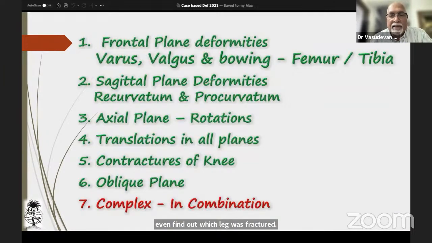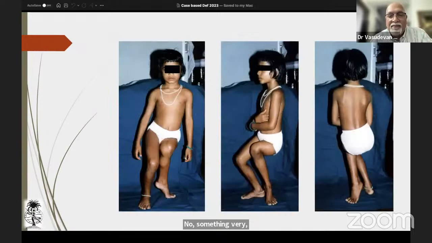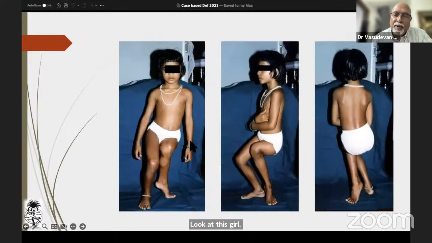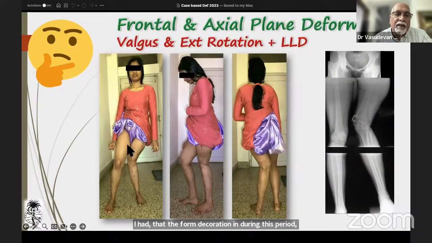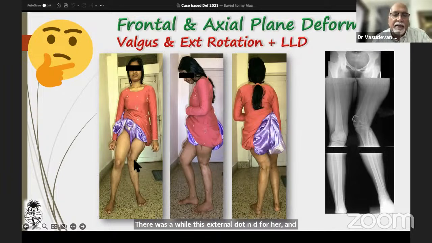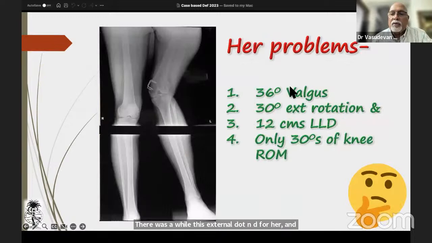Now something very complex, that doesn't fit anywhere. Look at this girl. I did her deformity correction during this period, but later I lost her follow-up. She came to me when she was a fourth year MBBS student. She had a limb length disparity of about 12 centimeters, a valgus external rotation deformity, and very limited knee range of movement, like 30 degrees. So 36 degrees valgus, 30 degrees external rotation, 12 centimeters limb length disparity, and only 30 degrees of knee range of movement. So I don't want to put any femur frame on her. I have to save the 30 degrees of knee range of movement.